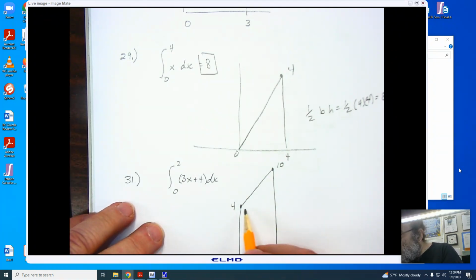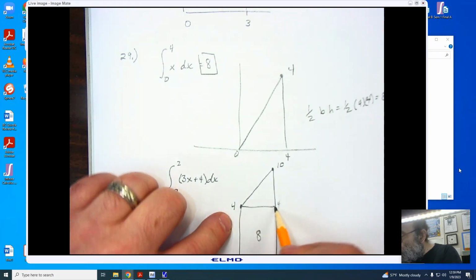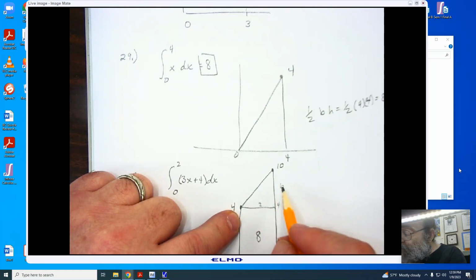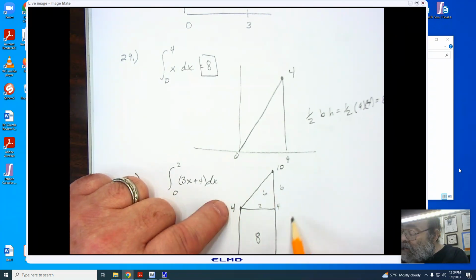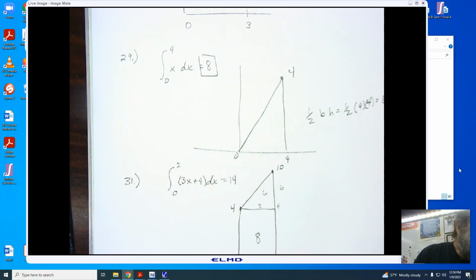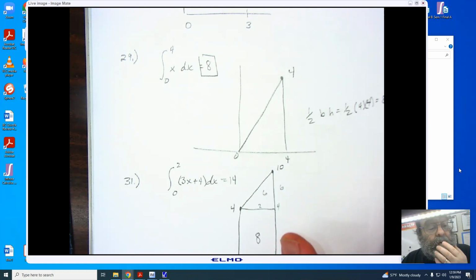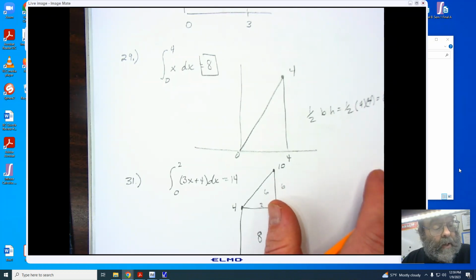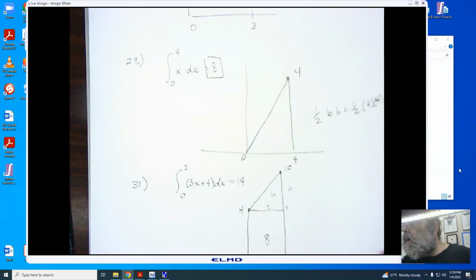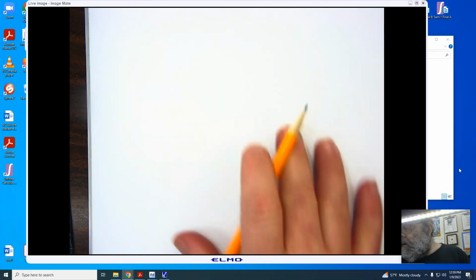So now you just have to figure out how you want to do it. If I go over 2, this is going to give me 4 times 2 is 8. And I'm going over 2 and up 6. 12 divided by 2 is 6. And I should end up getting 31 is 14. Once again, just doing areas and drawing and sketching the picture. So sketch the picture and then use geometric symbols or areas in order to find your total.